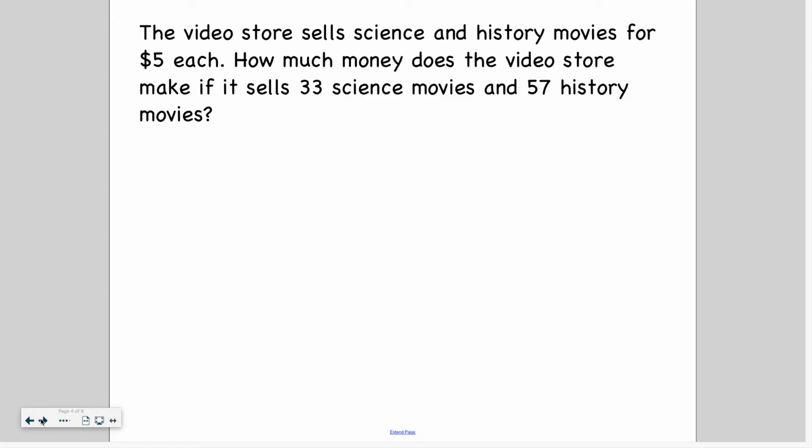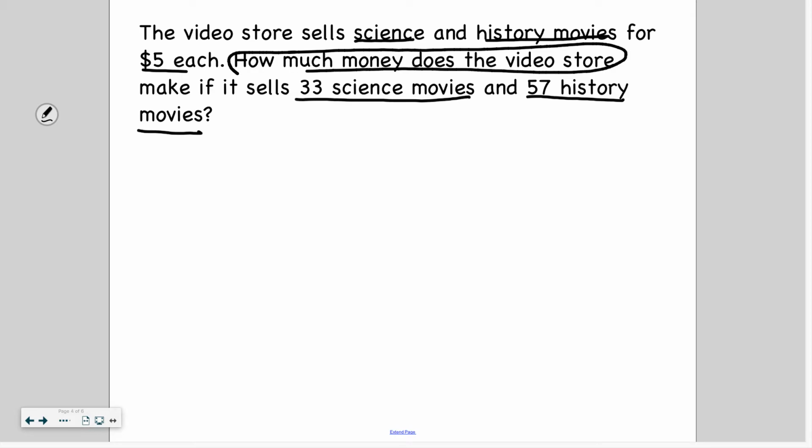The video store sells science and history movies for $5 each. How much money does the video store make if it sells 33 science movies and 57 history movies? So our question kind of has part of our information that we need.